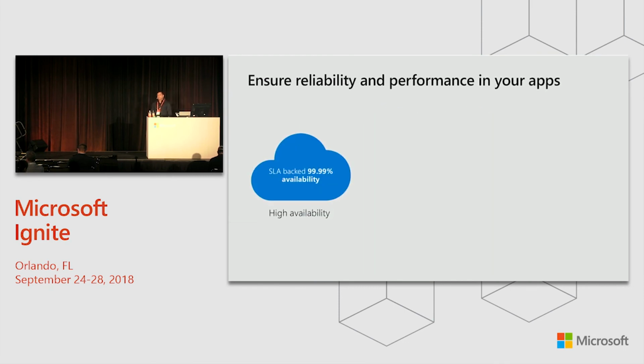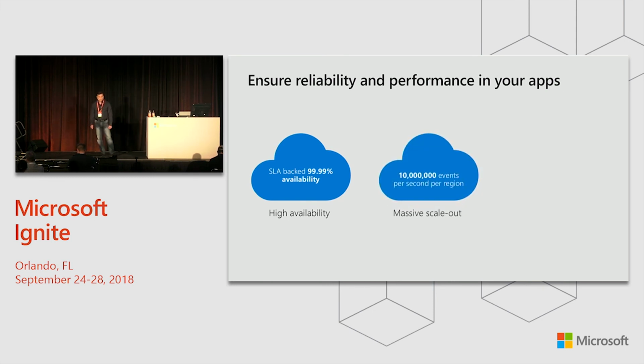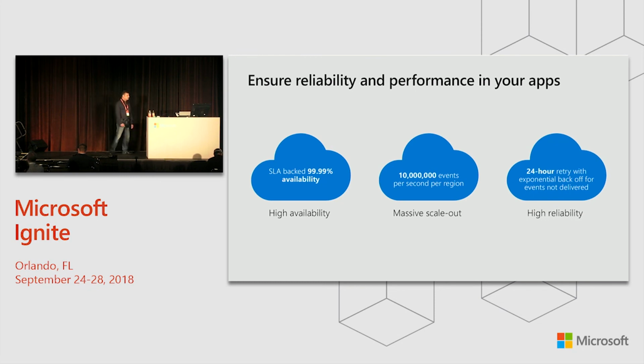You ensure reliability and performance in your app. It's highly available. It's 4.9. And as you can see, it's 10 million events per second per region. So even if you are one of the biggest applications, like maybe Skype, you can still be happy with this kind of performance because it's 10 million events per second per region. So you can have multiple regions, whatever scale you want to bring on. And it's very, very highly reliable because even if anything happens, the system will automatically keep retrying.